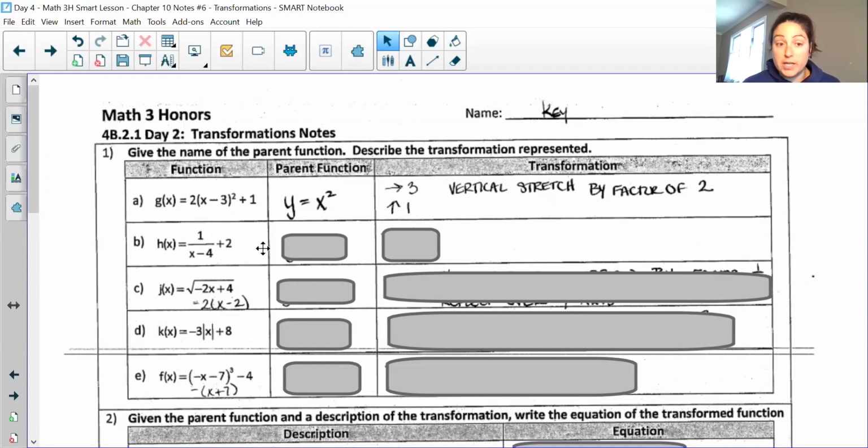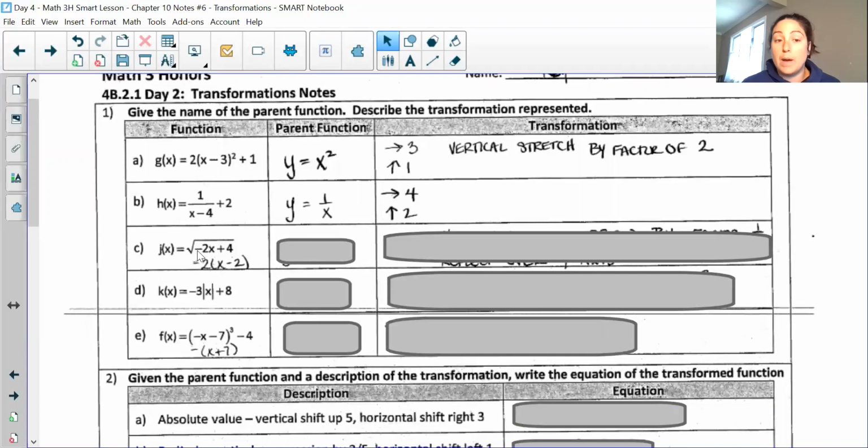All right, B. Our parent function is the rational function, 1 over x. And in this case, our rational function is going to be shifted, since I have a C value of 4 and a D value of 2, to the right 4 up 2. Again, I know that's my C value because it's part of my input in the denominator. And then plus 2, again, I know that's my D value because it's not part of the input.